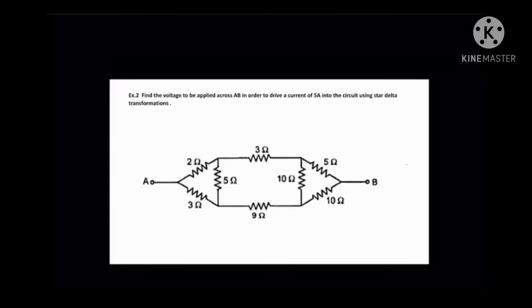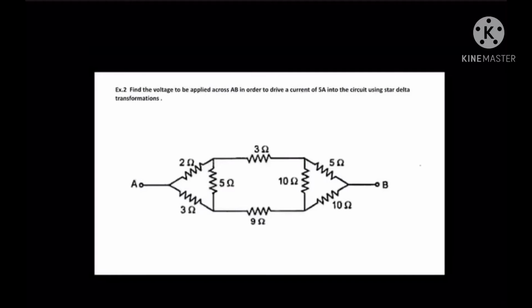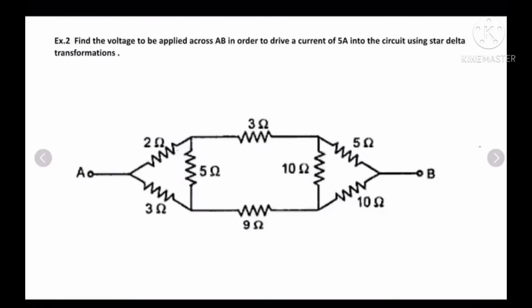Our next problem is: find the voltage to be applied across AB in order to derive a current of 5 ampere into the circuit using star delta conversion. So for that, what we need to calculate is the equivalent resistance. First we will see, is there any possibility of series connection? No. Is there any possibility of parallel connection? No. Then we will move to star delta.